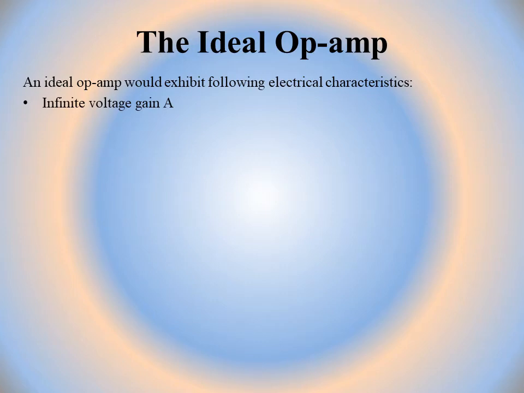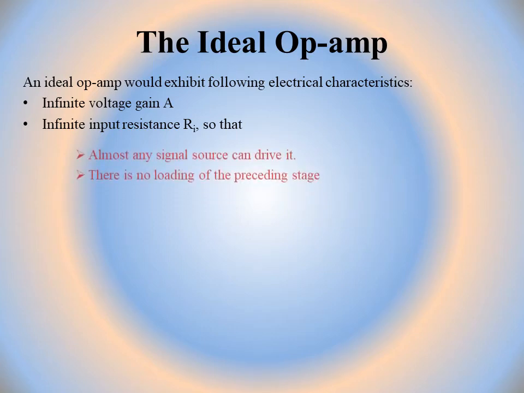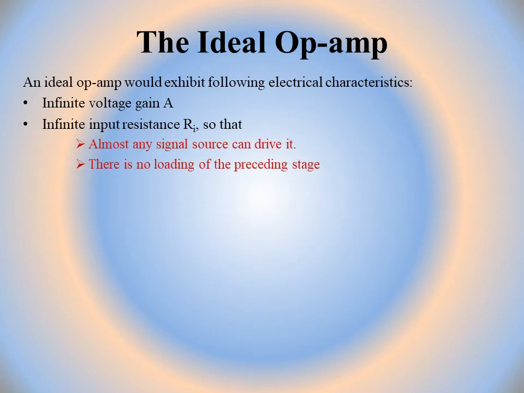First and foremost, an electrical characteristic of an ideal op-amp is infinite voltage gain. Next is infinite input resistance, Ri. Why is this required? So that almost any signal source can drive it. We can connect any signal source to the amplifier, and there is no loading of the preceding stages. We know in an op-amp there are many differential amplifier stages, so there is no loading effect on the next stages.